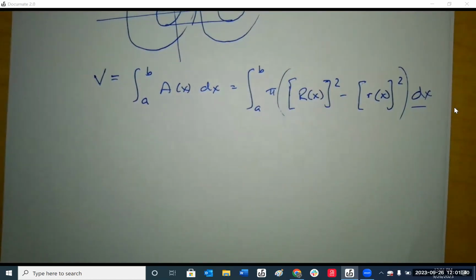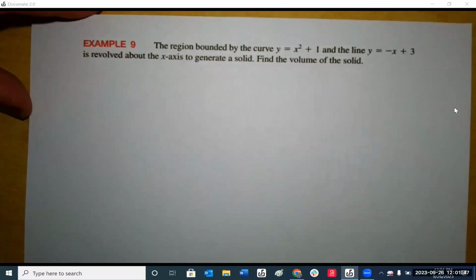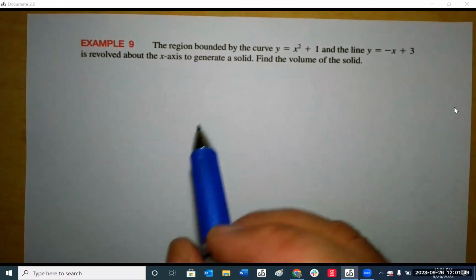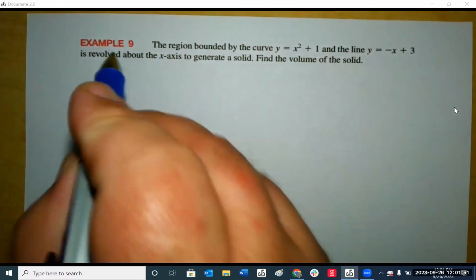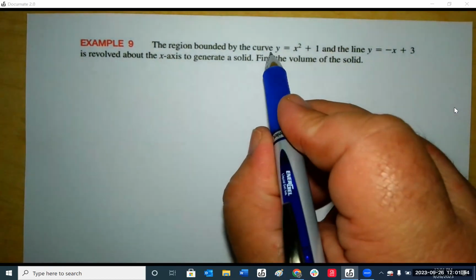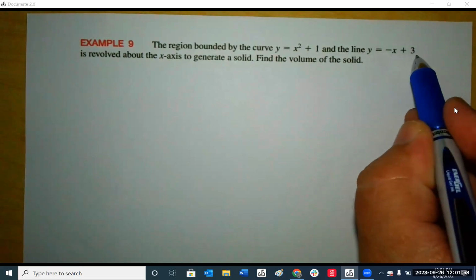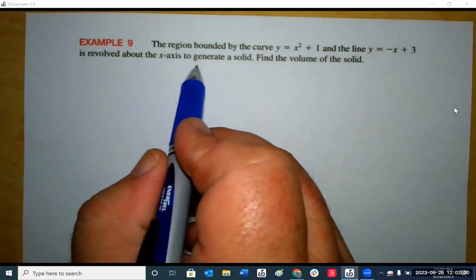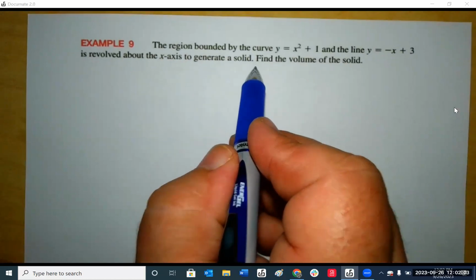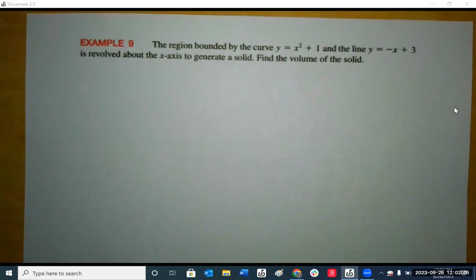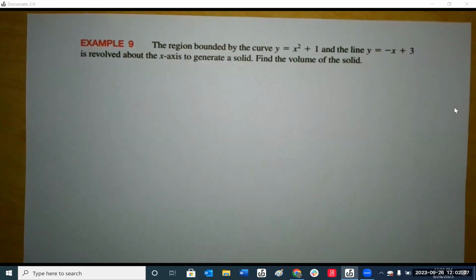All right, so let's look at an example here. The region bounded by the curve, this is the first curve, x squared plus 1, and the line negative x plus 3 is revolved around the x-axis to generate a solid. Find the volume of the solid. Whenever you're given two functions, obviously we have to use the washer method because there'll be one outer and one inner function.